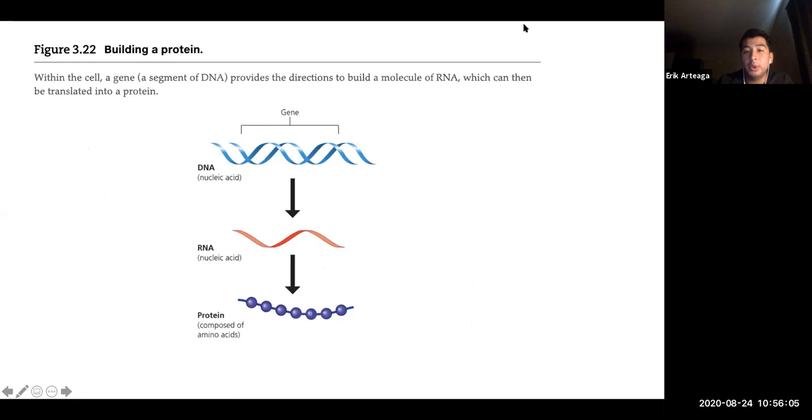Okay, so here we have the central dogma of biology, right? So we have a gene, DNA, RNA to protein. Within a cell, a gene, a segment of DNA, provides the directions to build a molecule of RNA, which can then be translated into a protein.